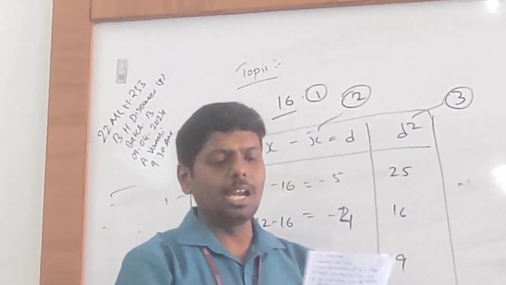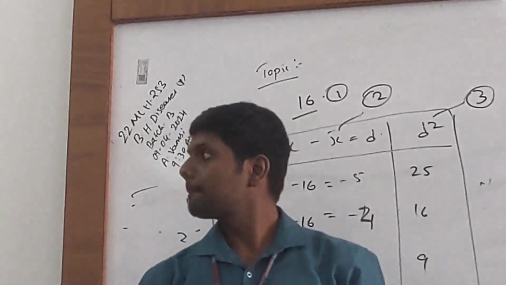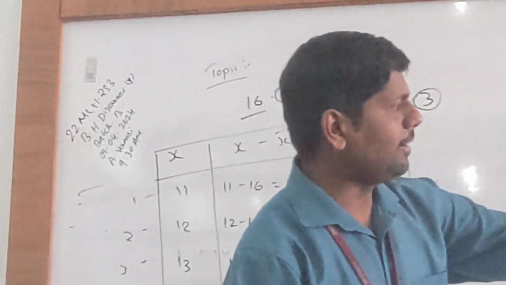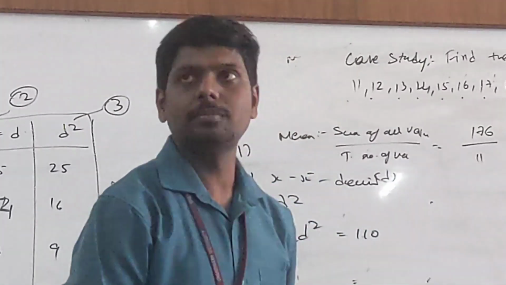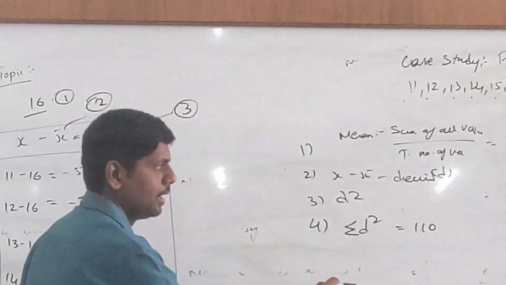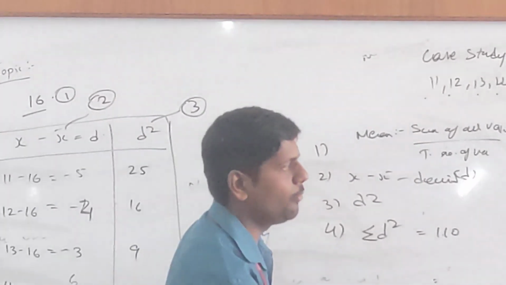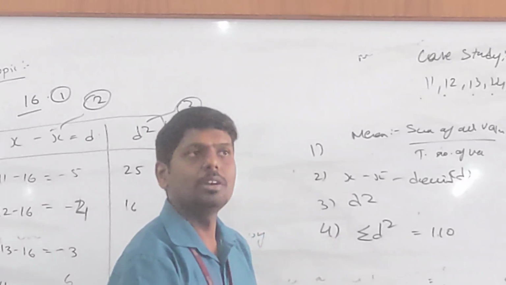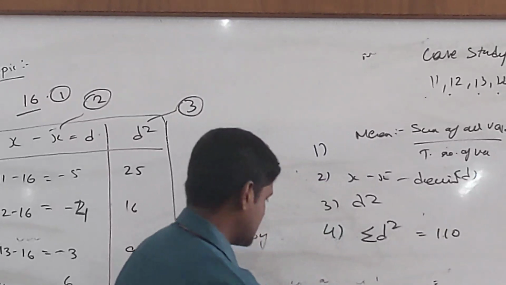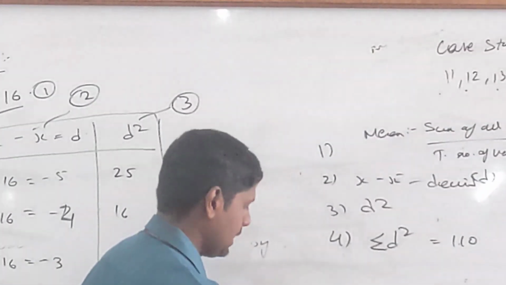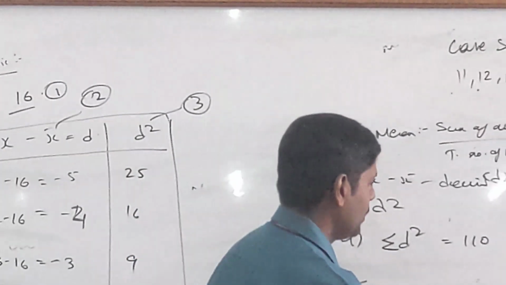Clear? And what is the last and final step? Divide the sum of d square by the total number of observations and take the root of that value. What do they mean? Let us see. The sum of d square, 110, needs to be divided by the total number of values. How many data points do we have? 11. So 110 divided by 11. First I will write the formula here: root of sum of d square by n. First we did 110 by 11. What is the value? 10.